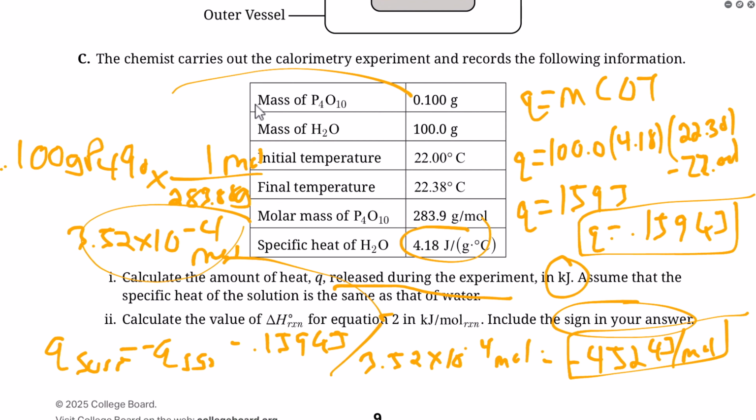So again, pretty straightforward question. We had something very similar last year. Solve for the value for Q. Make sure you go through and flip the sign for Q because we're focusing on the reaction, not the surroundings. And then remember to divide by your mole value to get your final enthalpy.